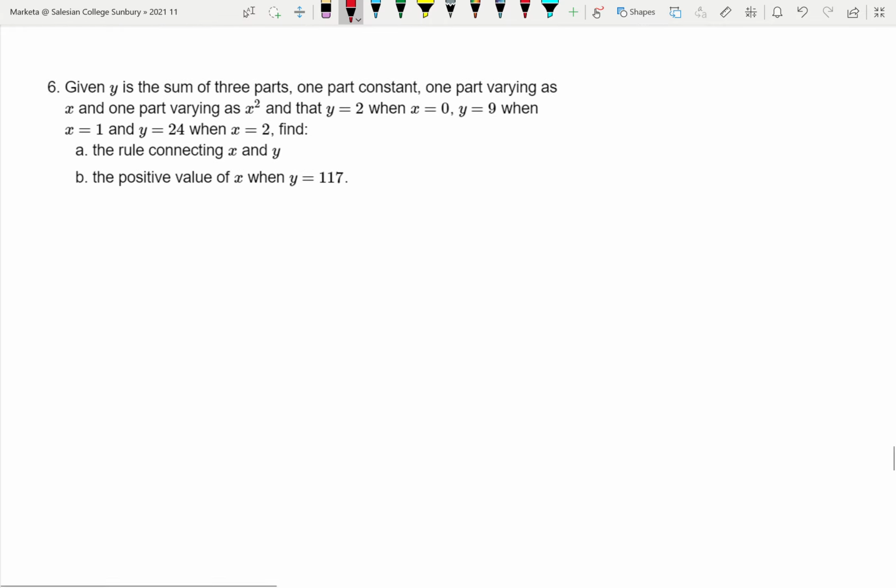The next one is kind of similar. It's also pretty tricky. Given that y is the sum of 3 parts. One part is a constant, so I'm going to use C to represent the constant. Constant starts with C. One part is varying as x, and one part varying as x squared. So again, we should use these K1 and K2 values.